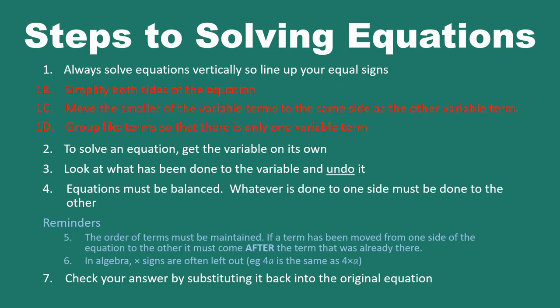Then step 1d, group your like terms so that there's only one variable term, because you will have grouped your common variable terms together. Now, including those 3 extra steps there, you should be able to solve two-sided equations the same way we've previously solved single-sided equations. Now would be a good time to hit pause and copy those steps down before we get into the rest of the lesson. Or if you prefer to see a couple of examples first, just don't forget to come back here to copy these steps.